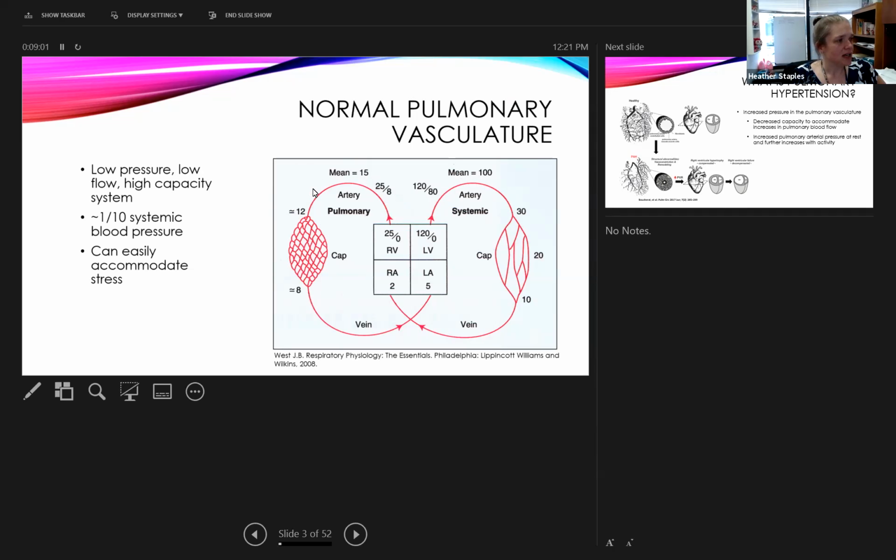So this side here, this pulmonary side, is a very low pressure system. It's a low flow system and a high capacity system. And what does that mean by high capacity? It means that it can accommodate a significant increase in blood flow. So whenever you are exercising and you are requiring more cardiac output, you can actually pump more blood into your lungs so that you can oxygenate and support that activity. So even with that ability, typically this pulmonary pressure system is going to be about 1/10 of the systemic blood pressure.